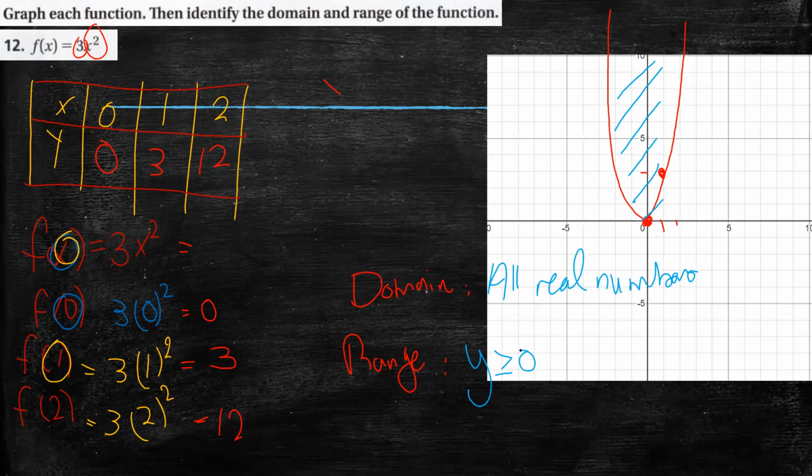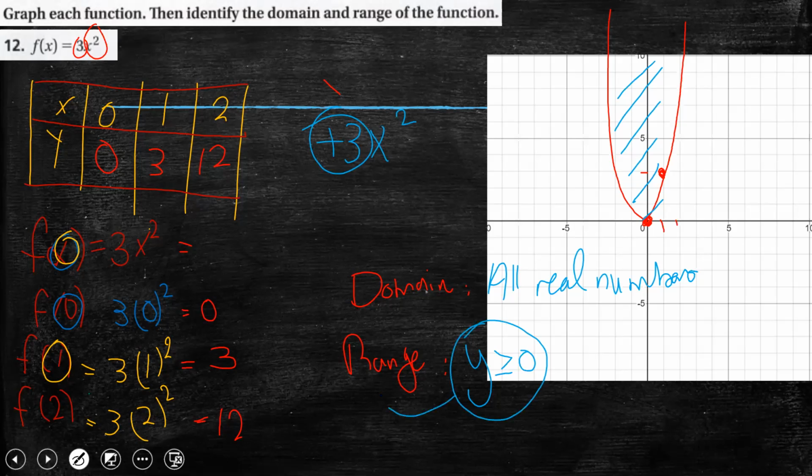That means all the points here are greater than or equal to 0. Let's connect them now with what I said before. When I told you that if the shape has a positive 3x squared, it opens upward, I told you that 0 is what? The minimum point. Is it right? Yes. So that means all the points are greater than 0, and this is my range.